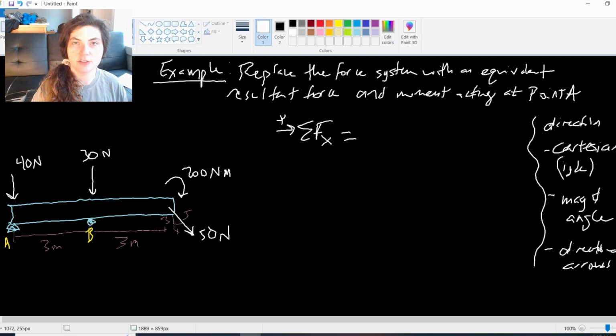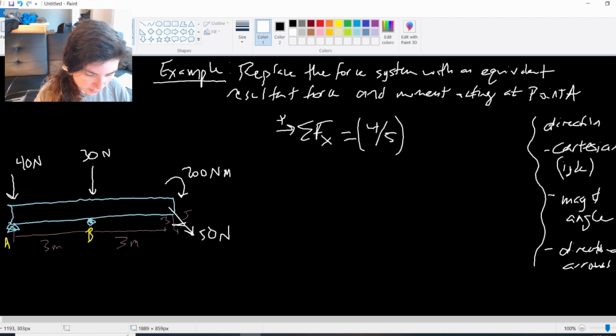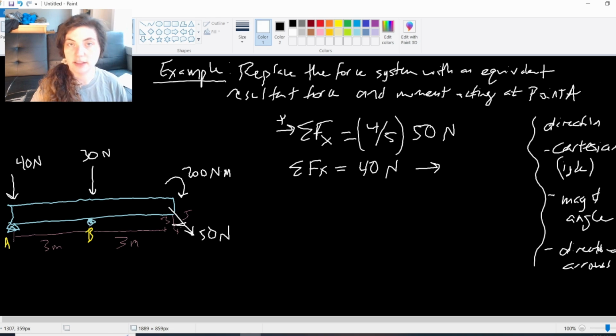If I take the sum of my x forces in this example, I only have one force pointing in the x direction, right? It's the x component of the 50 Newton force that's pointing off this way. So my x component is going to be 4/5 because this is a 3, 4, 5 triangle on our 50 Newtons. 4/5 is the ratio of the x component times 50 Newtons. So my x component is just 40 Newtons. And I can give a directional arrow to that. I can just say positive x direction. I can leave it like that.